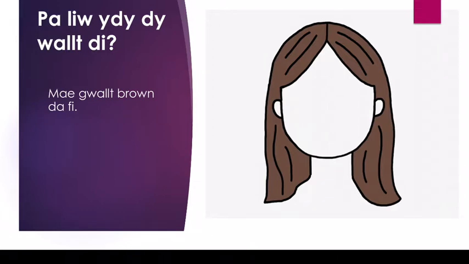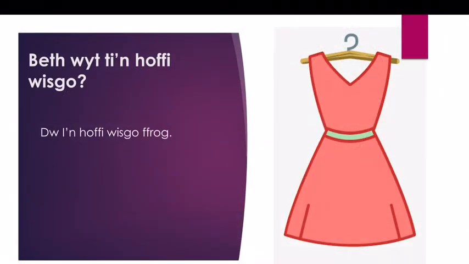Pa lliw yw dy wallt di? Well, mae gwallt brown gyda fi. I have brown hair. What do you like to wear? Beth wyt ti'n hoffi wisgo? Dwi'n hoffi wisgo ffroc. I like to wear a dress.